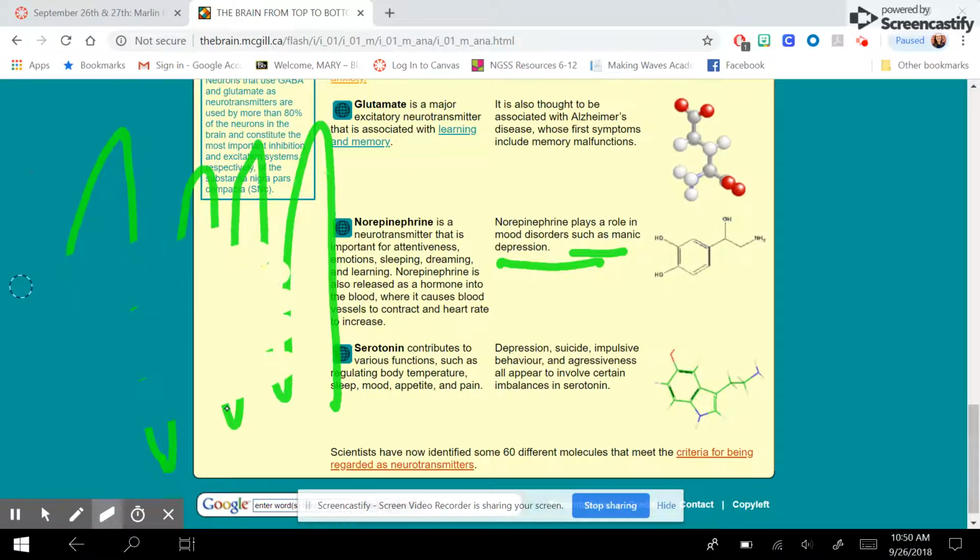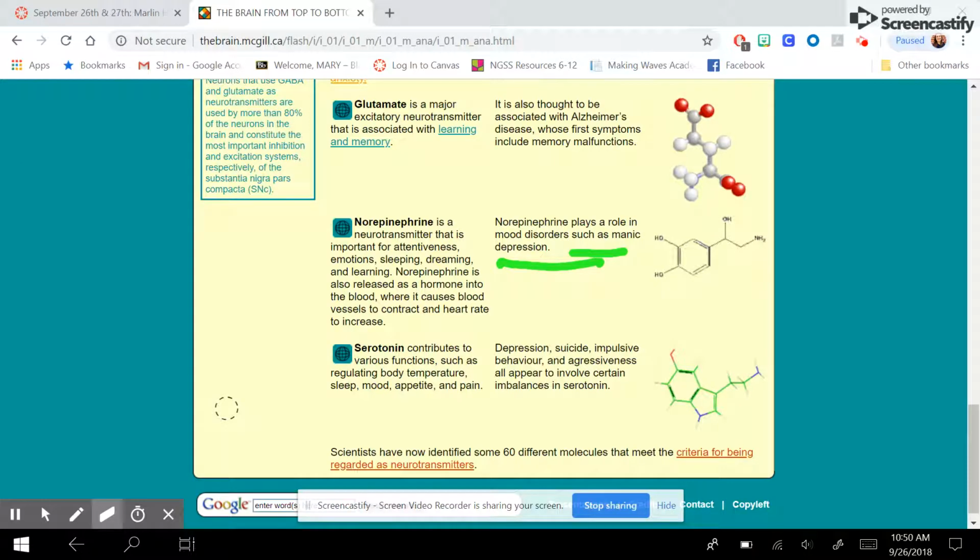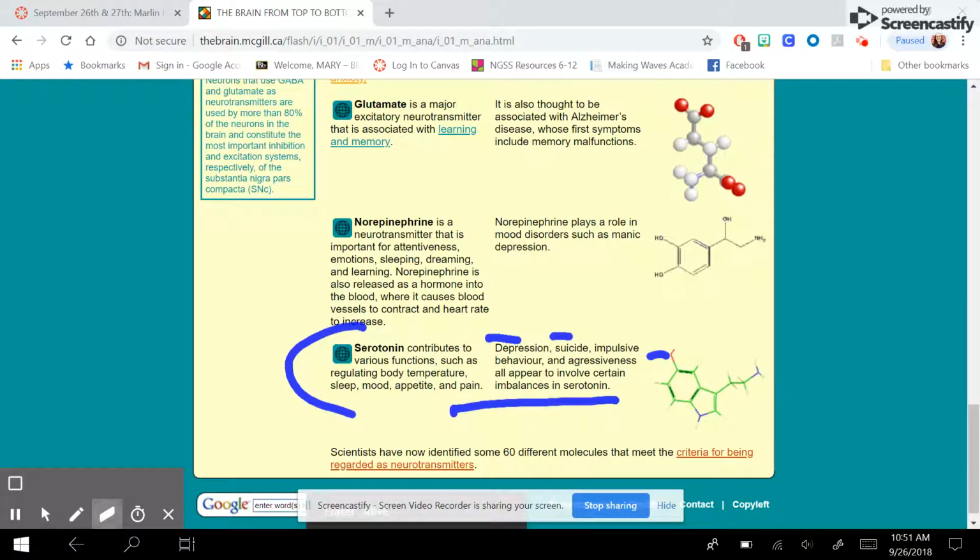So that's norepinephrine. The last one, so I'm getting rid of this crazy chart, is serotonin. Most people have associated this one already with your mood. Serotonin is responsible for body temperature, sleep, mood, appetite, pain. And people that don't have a good balance of serotonin, this can lead to depression, suicide, impulsiveness, aggression, and this all involves an imbalance of serotonin. So if there's anything going on with mood, it's typically because serotonin has something to do with it.